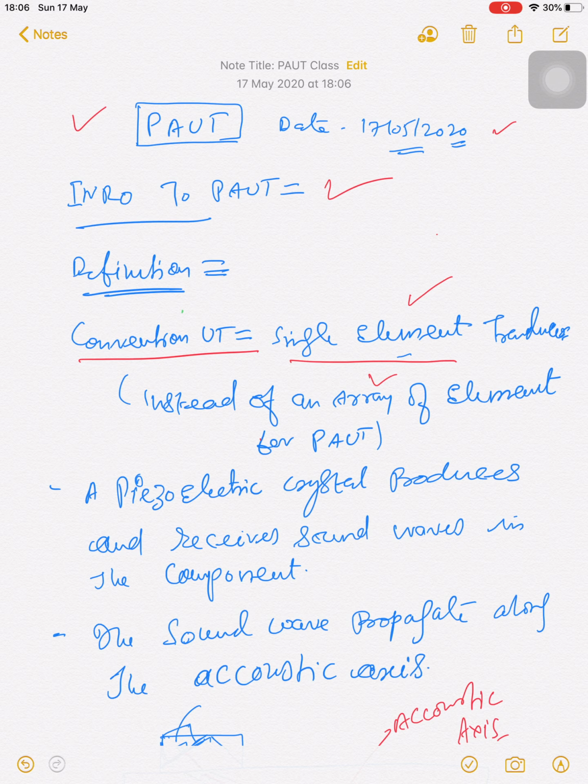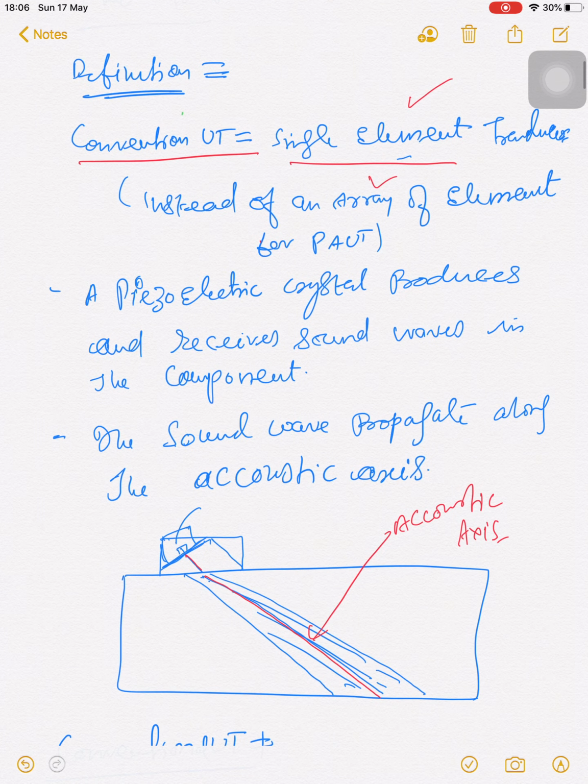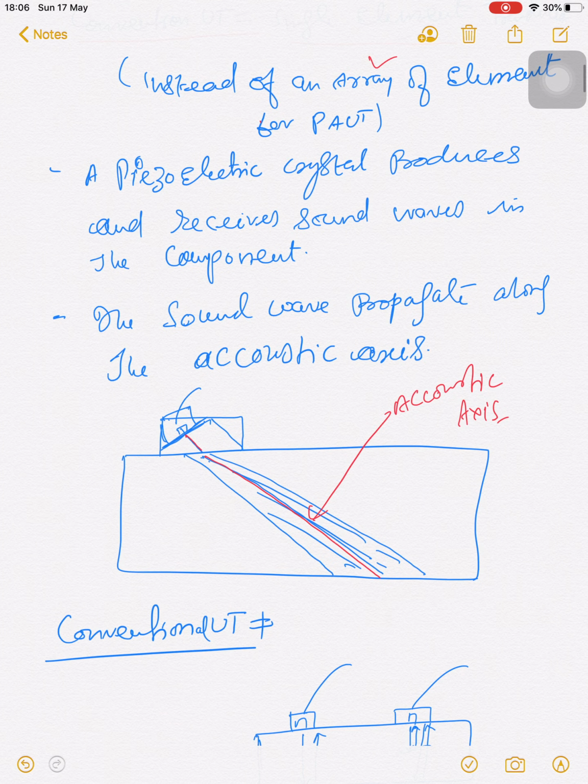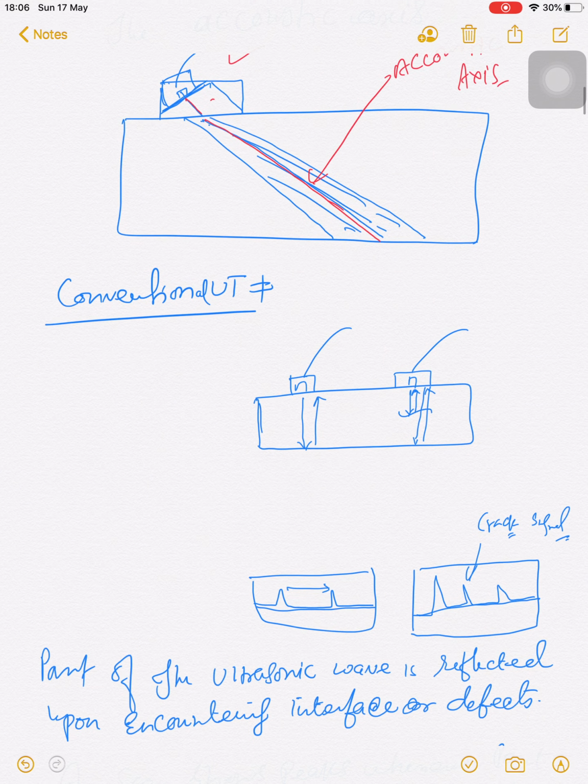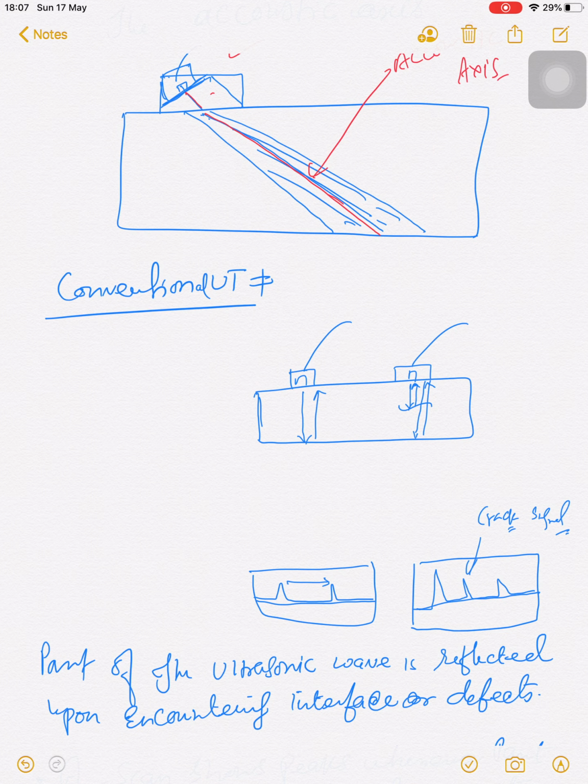Sound waves propagate along the acoustic axis. Like this is your transducer, and these are your acoustic axis, and these are your sound waves going. Okay, in conventional UT, if you see, this is the thickness of your element, and your waves are going like this and going back. So if you see, this is your A scan.